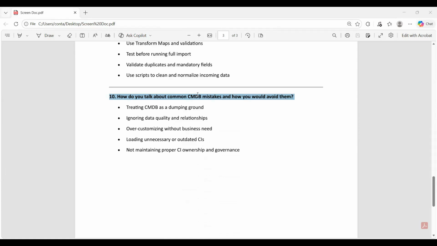To avoid that, we first define a clear scope and understand what should actually exist in CMDB. Then we establish health checks, monitor dashboards, improve relationships, and continuously clean the poor quality data. Finally, we also need to avoid unnecessary over-customizations unless there is a strong business requirement for that. These steps demonstrate a mature and process-oriented CMDB approach, and that is what you have to share with the interviewer to get good marks.